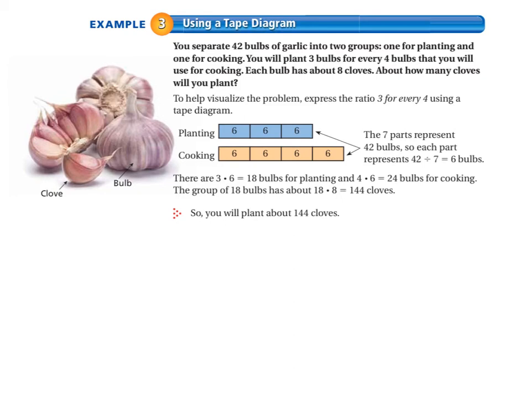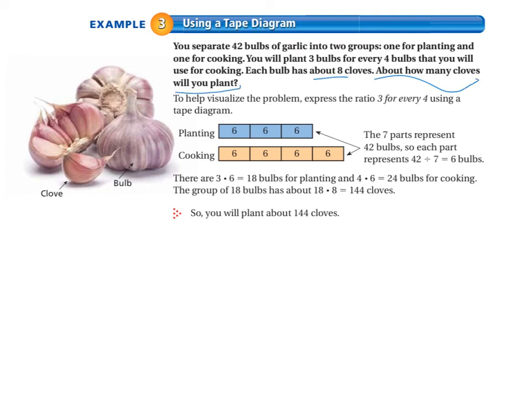Well, it says right here, to help visualize the problem, express the ratio as a tape diagram. We have 6 of each of these things for planting, and then 6 of each of the things for cooking. So if you'll see here, we have 3 times 6 equals 18, and then 4 times 6 equals 24. So it says we have to take 18 and 24. So 18 and 24 will be the total number of bulbs that we have, but you'll see that the question asks how many cloves will you plant?